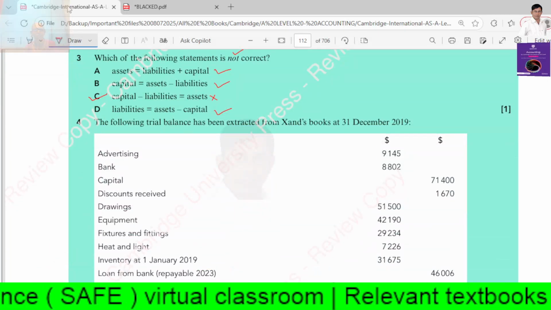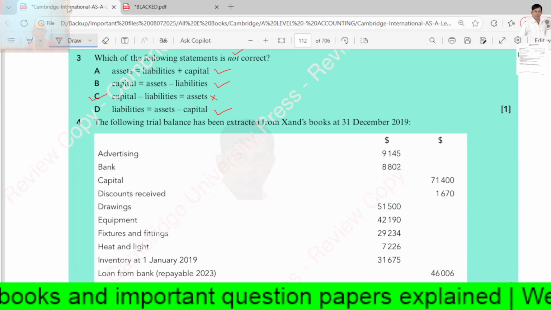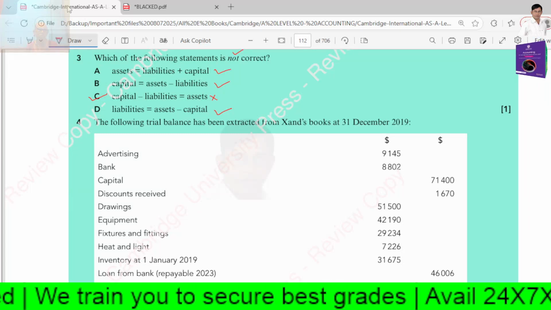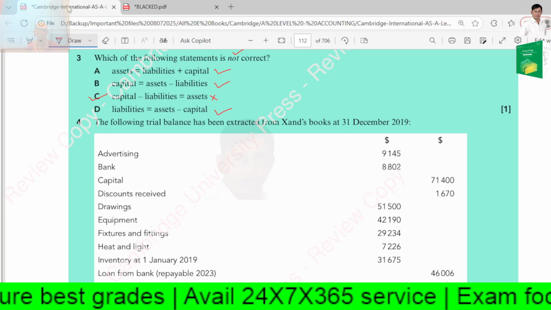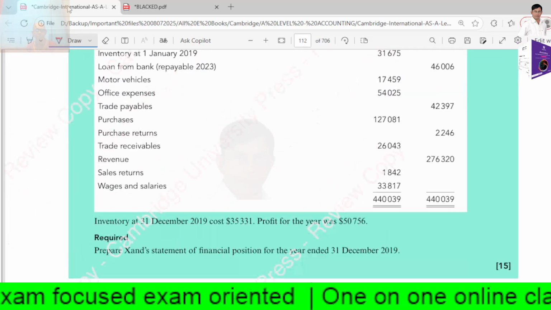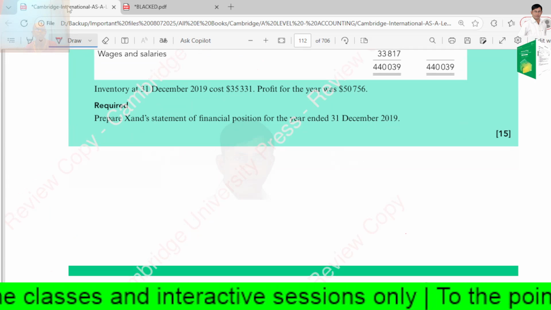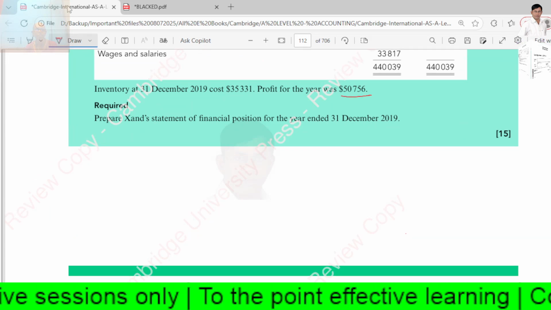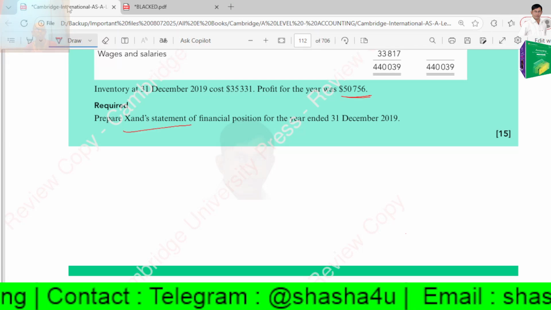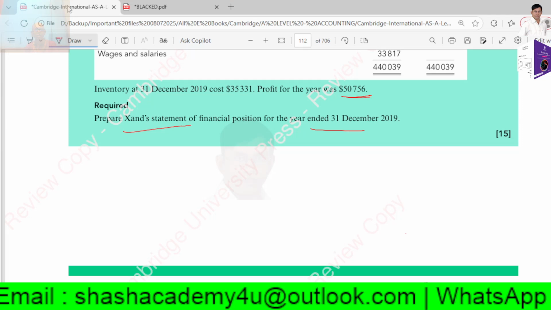Fourth one. The following trial balance has been extracted from X's books at 31st December 2019. So advertising, bank, capital, all these things are given. Expenses are all given. Inventory at 31st December, profit for the year was 50,756. Prepare X's statement of financial position for the year ended 31st December 2019.